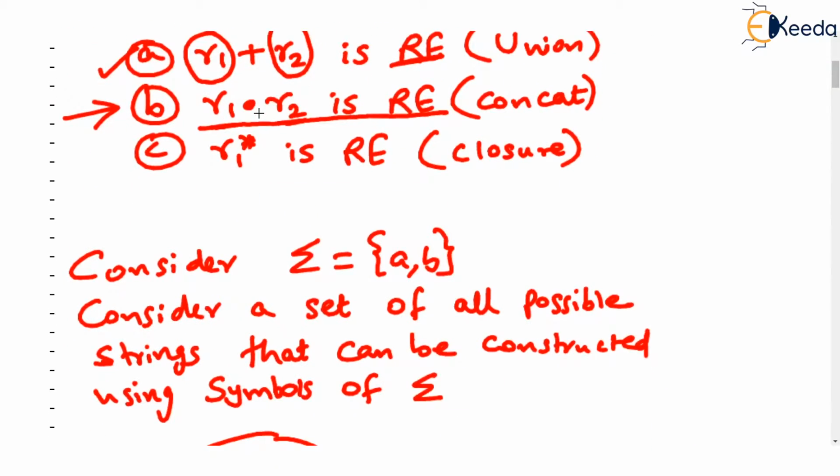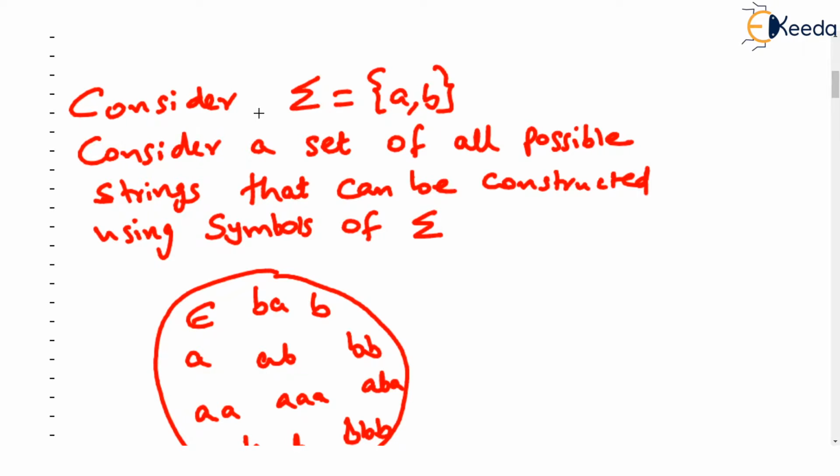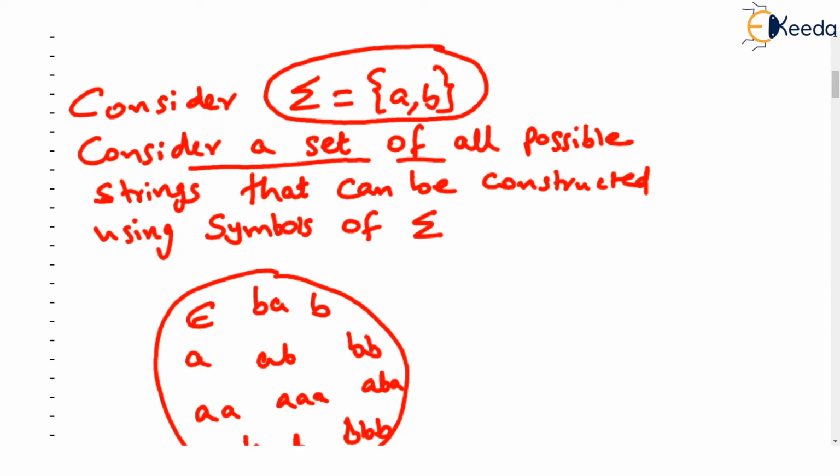Consider again alphabet sigma, which is A comma B. What that means is we can construct any string using A and B, as if in our world there exist only two characters A and B, and we can build any string using these two characters. So consider a set of all possible strings that can be constructed using symbols of sigma.